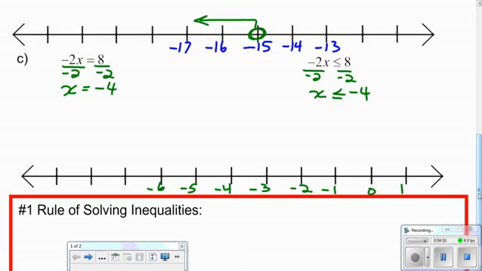Okay, and it's a closed dot at negative 4. And so x must be less than negative 4.